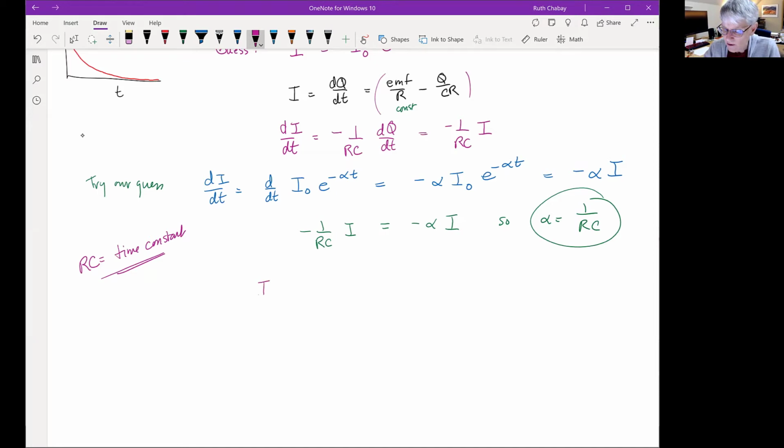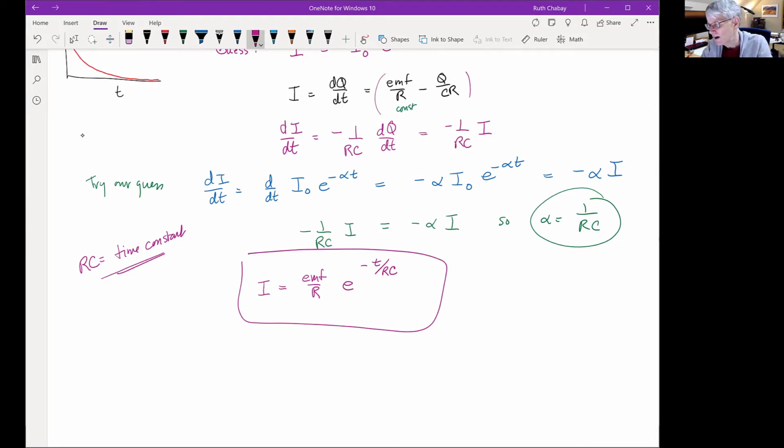And so we've ended up with the current in a circuit is equal to the initial current, which is just the EMF over the resistance, because at that point there's no charge on the capacitor, times e to the minus t over RC, where RC is the time constant for a circuit of this kind. And that does in fact give us this lovely exponential decay. That's exactly what we saw in our computer simulation.